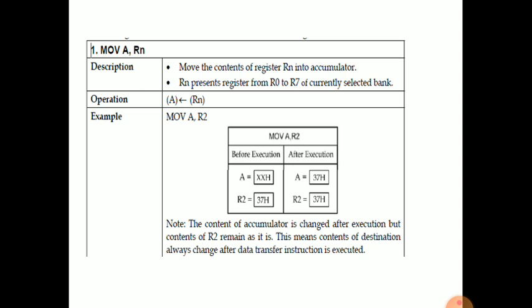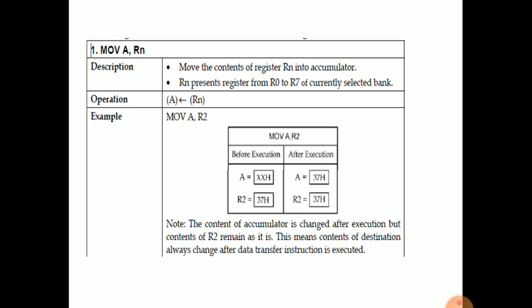In the description part, if you see, move the contents of register Rn into the accumulator, and Rn represents the register from R0 to R7 of the correctly selected bank. And the operation: the contents of Rn, where parenthesis indicates the contents, are moved into the A register.